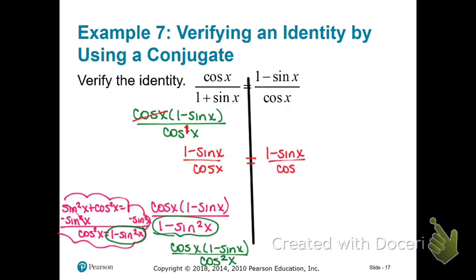Okay, so do you always have to make them equal? Yes, they have to be equal. It has to be the same exact thing.